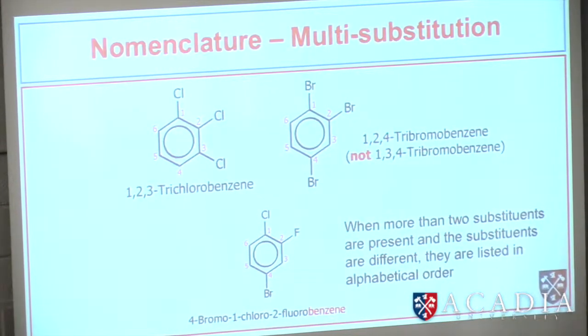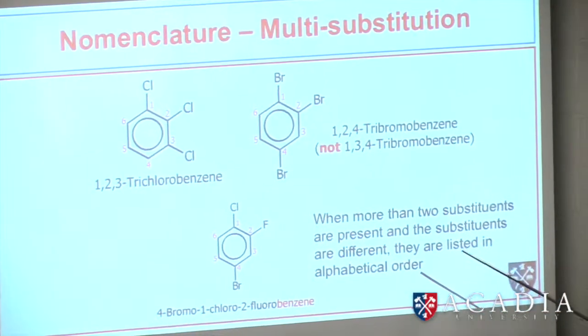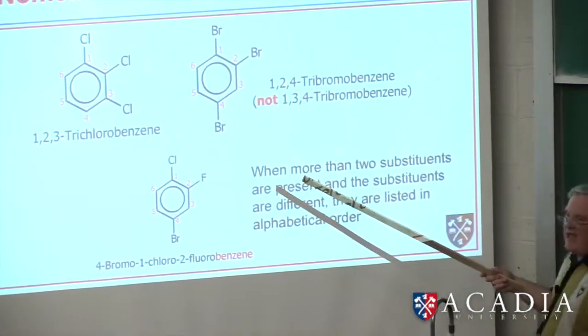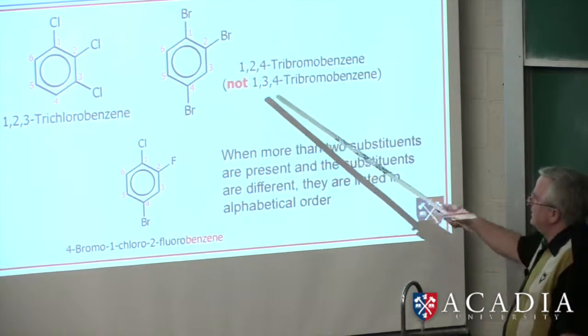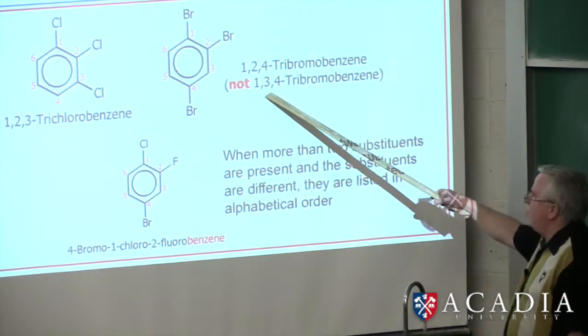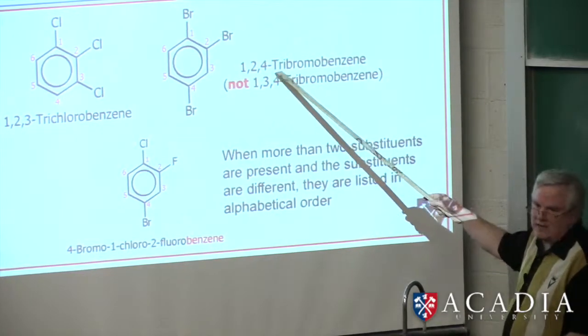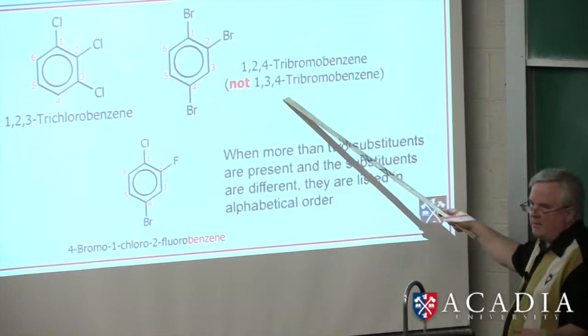So again, multi-substitution. There we see trichlorobenzene. We have to say where those chlorines are. In that case, 1, 2, 3. This is 1, 2, 4. It's not 1, 3, 4, right? Because you try and keep the numbers as low as possible. Again, I'm not going to get too upset.